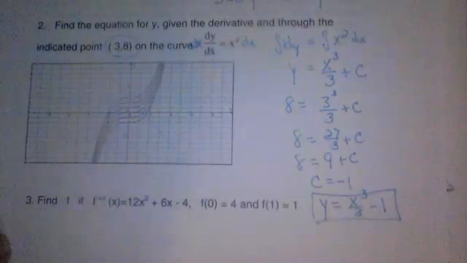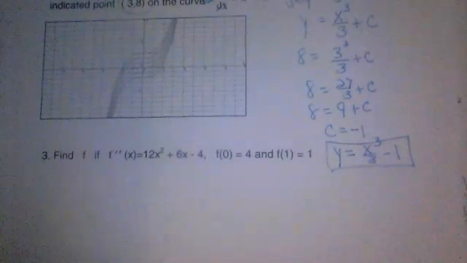So if they give us some specifics, then we can find our c. This is called finding the particular solution for that problem. The plus c, lots of solutions. But if we have a point, we can find the particular solution that goes with that problem. All right, so they have one more example for us here.